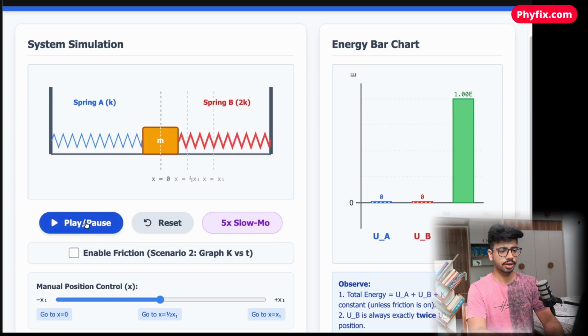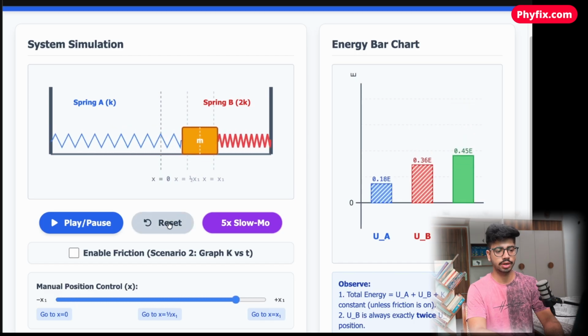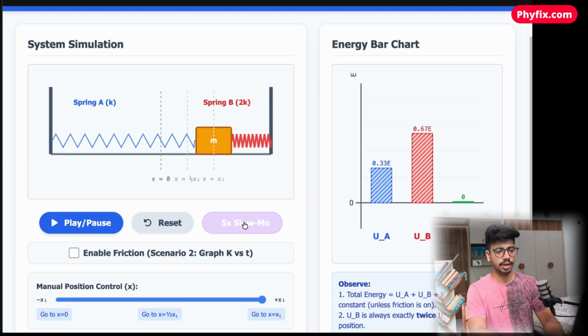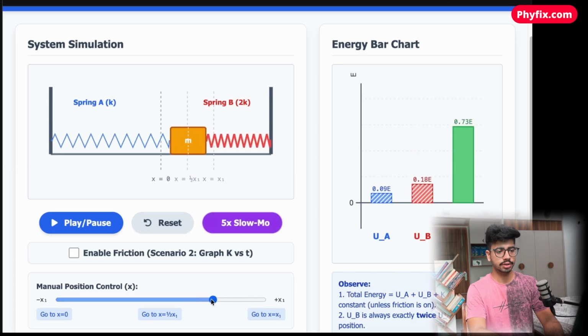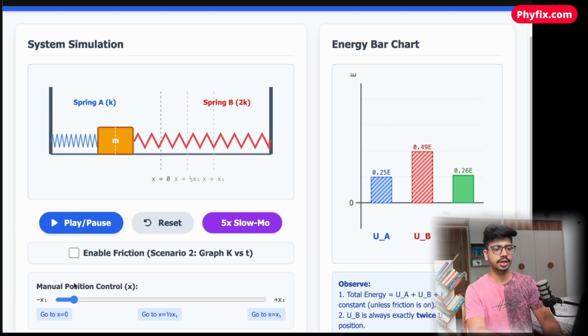If I click it over there in slow motion, you can see how the energies are converting, and we have to make the graph according to that only. At this point, all of it is kinetic energy. Now the kinetic energy becomes 0 at this point. So this is the half of the time period.